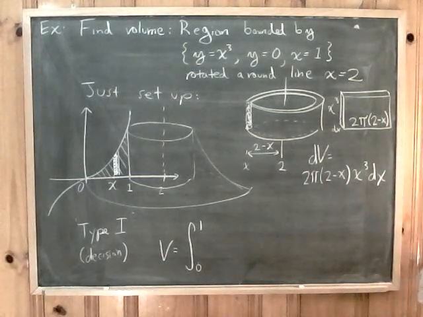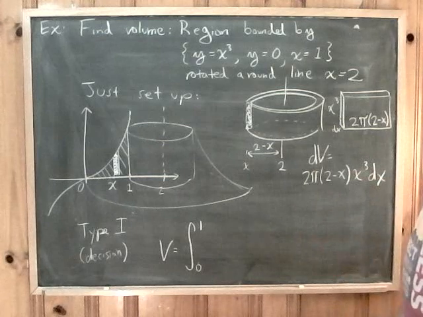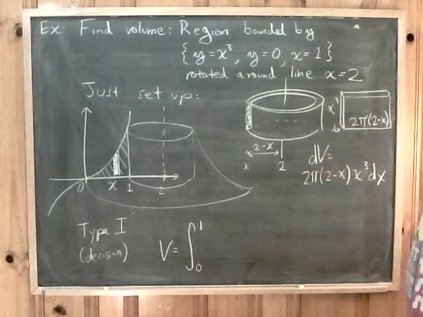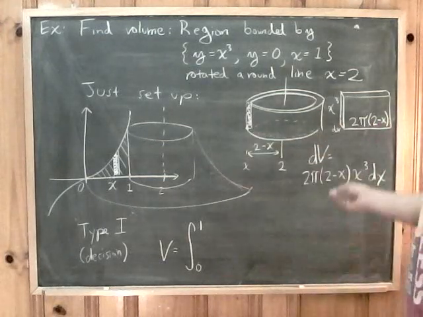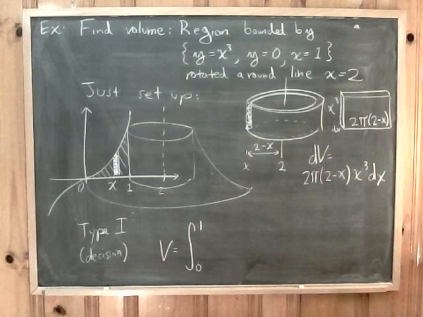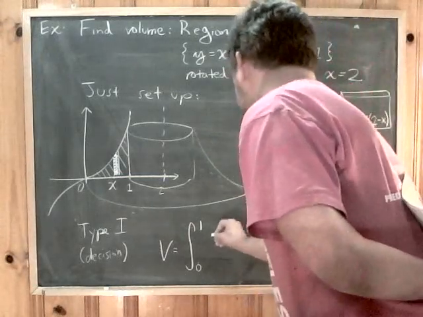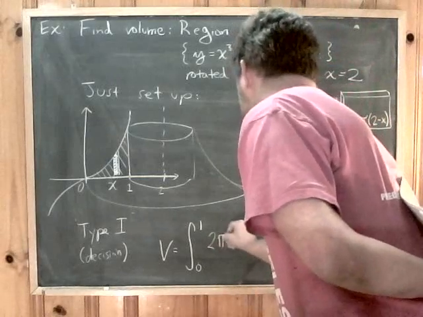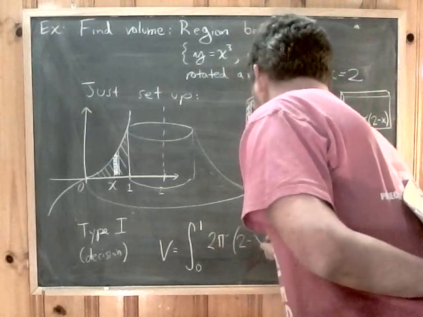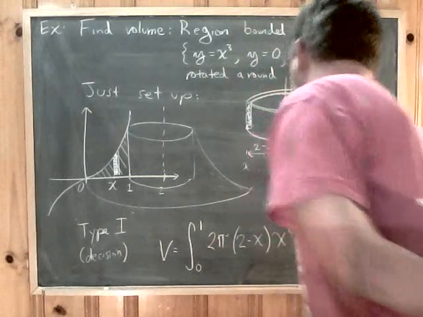So for your problem in the quiz, it's not as complicated as that. If we were doing this problem rotated around the y-axis, that would be an x there. But you do need to be able to figure out where the radius is coming from. So that goes into the volume, and there's the final answer for this: the integral of 2 pi, 2 minus x, x cubed, dx.